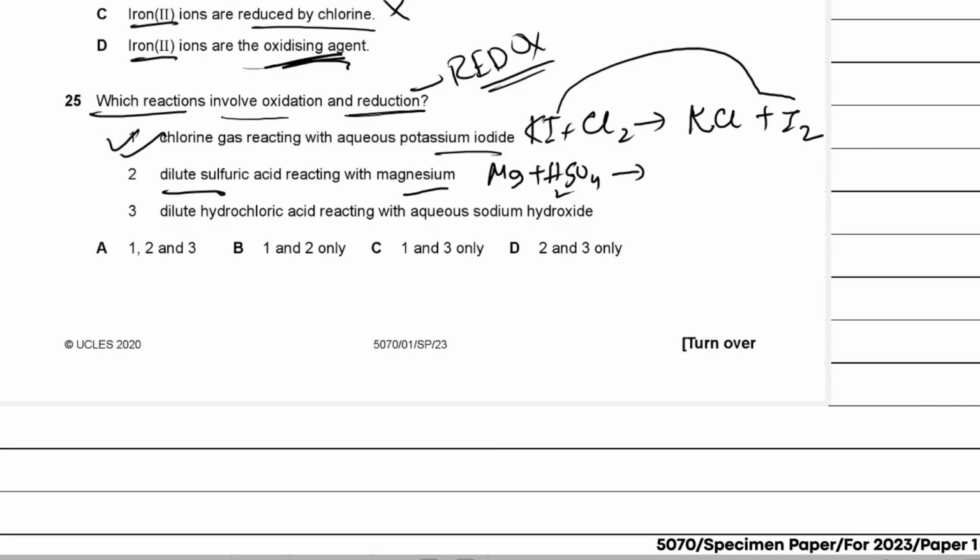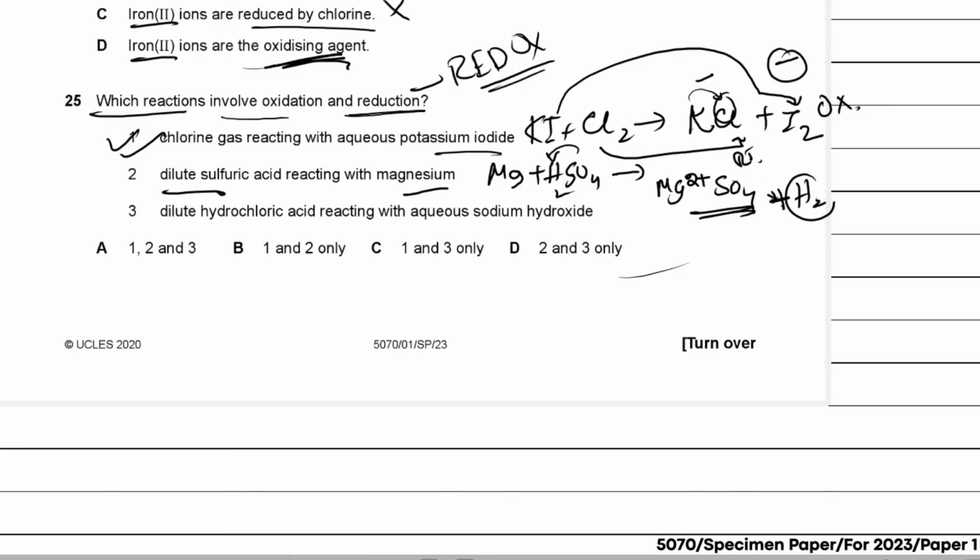So you can see iodine is losing electrons. So this is oxidation. Chlorine is gaining electrons from potassium. So it is a reduction. So that means this is a redox reaction. Same goes for equation 2. We can see that magnesium will lose electrons to sulfuric acid to form magnesium sulfate. And hydrogen is going to gain back its electron from the sulfuric acid and form hydrogen gas. So 2 is also a redox reaction.